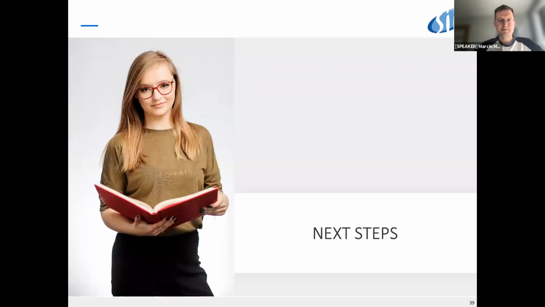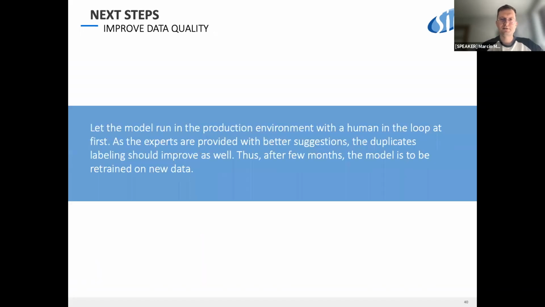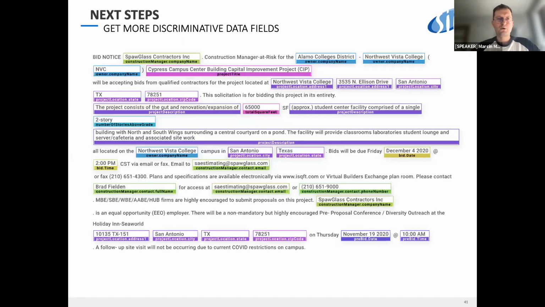So what are the next steps? As I mentioned previously, we want to enhance the data quality before we move to a fully automated approach. However, as some of the duplicates are not identified, it also affects the convergence of our model. So we want to run our solution in production for a few months and then collect the data. We hope the data quality will improve with the help of our model, and we will try to retrain our model.